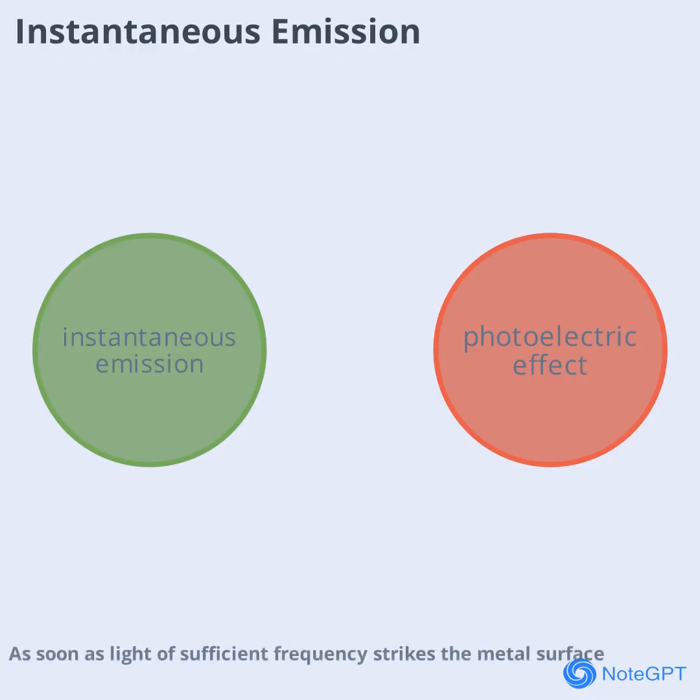As soon as light of sufficient frequency strikes the metal surface, electrons are emitted without any measurable delay. This observation contradicts classical wave theory, which would predict a time lag as energy accumulates. Instead, it supports the quantum view that energy is delivered in discrete packets, and if a photon has enough energy, it can immediately liberate an electron.